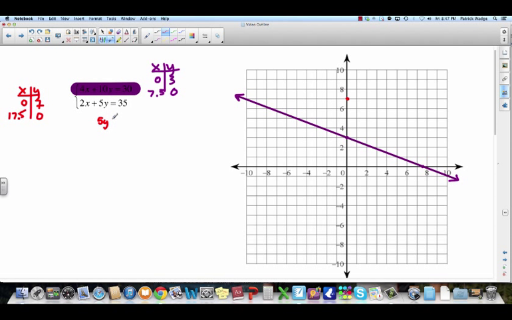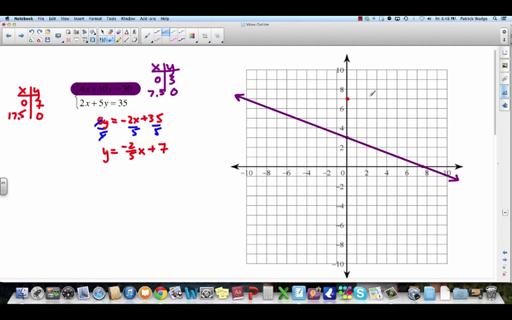So let's start by moving the 2x to the other side. It becomes negative 2x, and we still have plus 35. Then we need to get rid of this 5. Since it's 5 times y, we'll divide by 5, and we'll divide everything on this side by 5 too. These two are going to cancel. So what we're left with is y equals negative 2 over 5x plus 7.